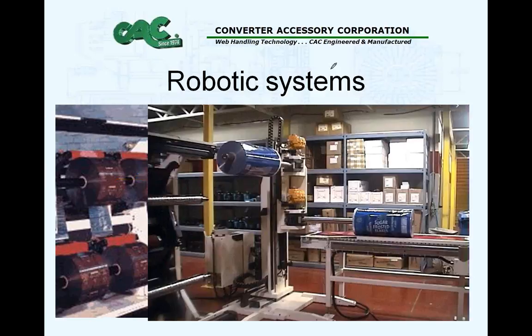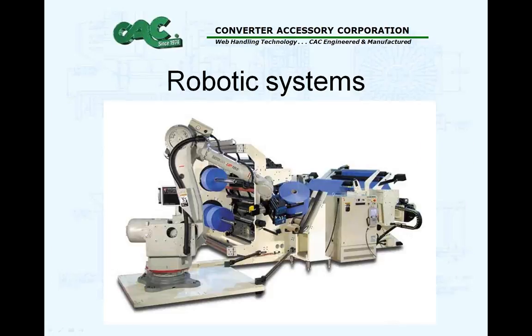Another semi-automatic robotic system: rolls of material are slid off onto these cantilever shafts, and these cantilever shafts pivot and then drop the roll onto this conveyor belt, and then that goes off into a packaging department. This is a completely automatic robotic system.